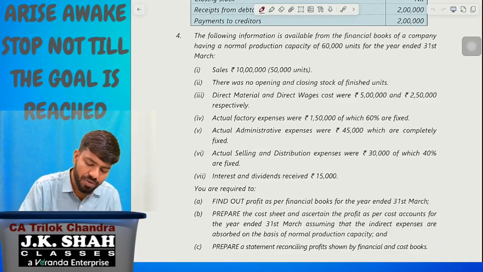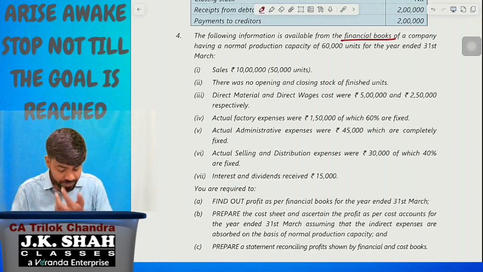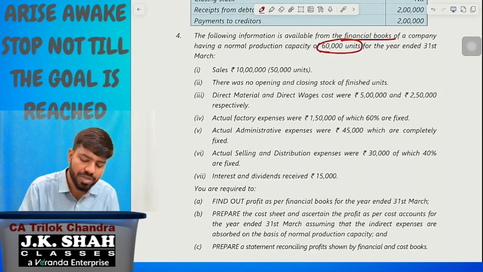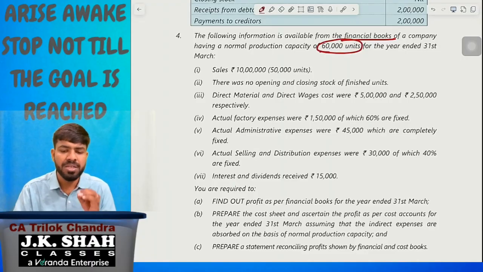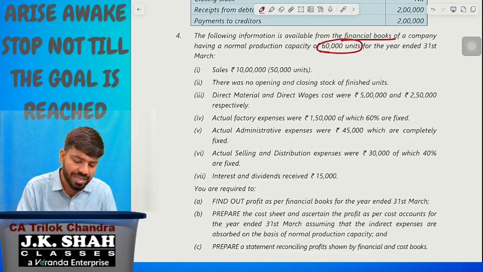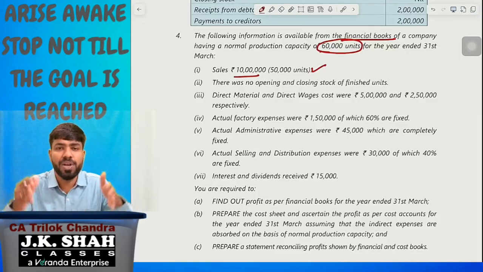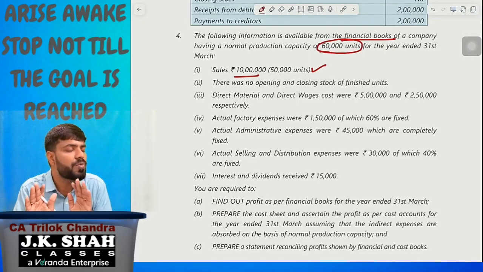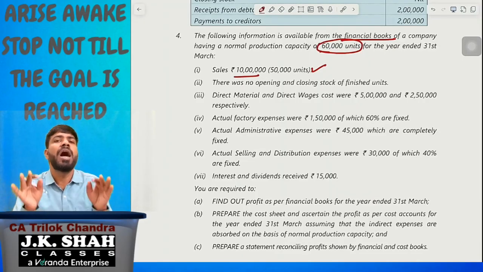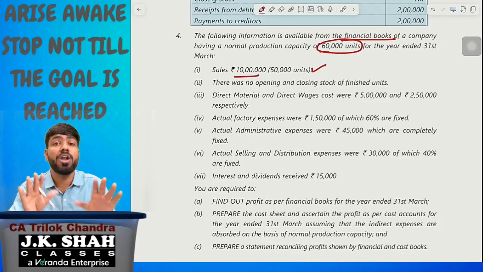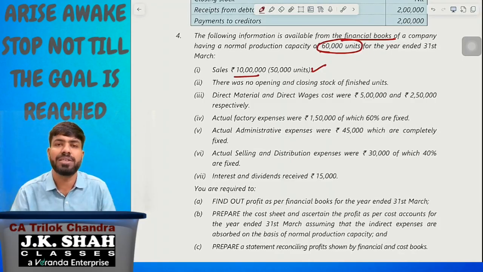Available from the financial books of the company, having a normal production capacity of 60,000 units. The normal capacity production is 60,000 units for the year ended 31st March. Sales 10 lakh rupees, but how many units are they selling? 50,000 units. Normal production capacity is not the actual production. Normally, how many units are they producing? 60,000, on average production.